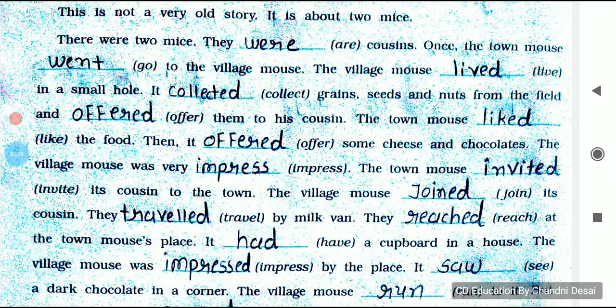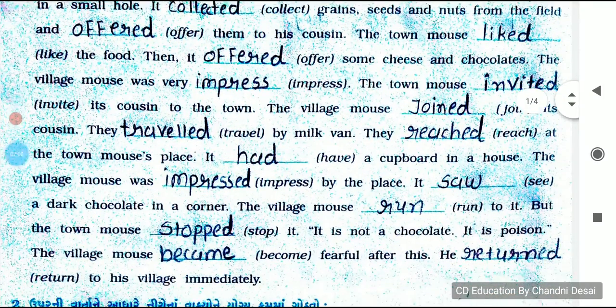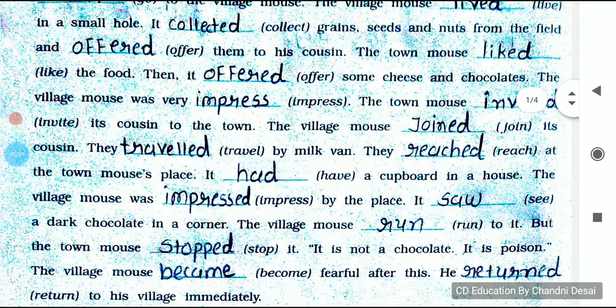It had a cupboard in its house. The village mouse was impressed by the place. It showed a dark chocolate in a corner. The village mouse ran to it, but the town mouse stopped it. It is not a chocolate. It is a poison. The village mouse became fearful after this. He returned to the village immediately.